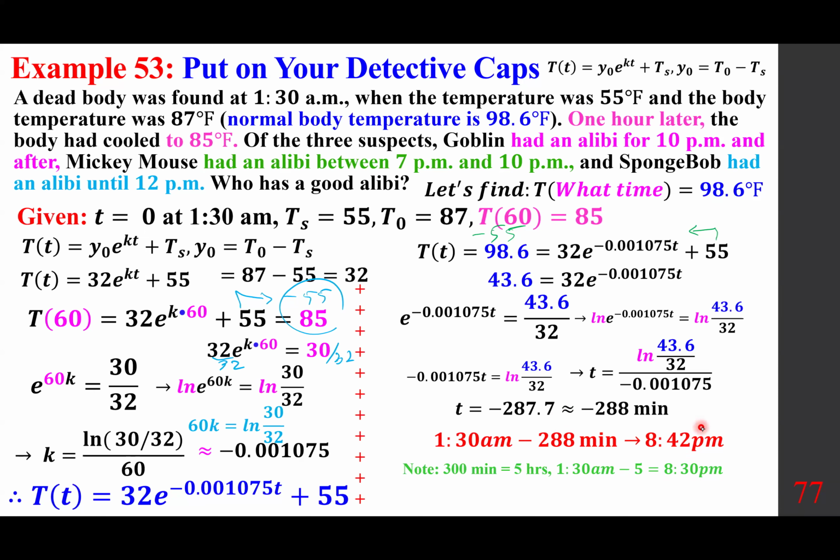So who has a good alibi? Let's look at it. Mickey Mouse between 7 and 10 p.m. is in good shape. SpongeBob until 12 is in good shape. And Goblin had an alibi for 10 p.m. and after. What about before that? That's not good. And we know who did that. Goblin does not have a good alibi. That's what happens when you follow math. You can actually get to the proper answer. Fascinating.